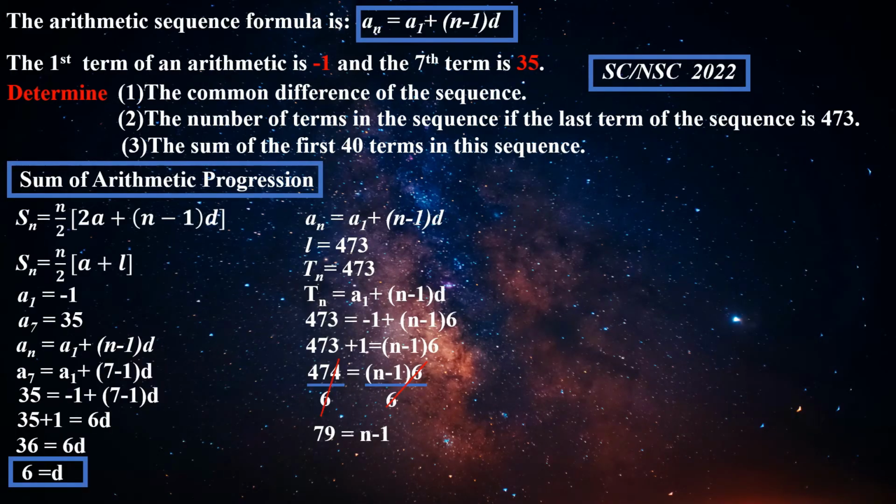474 divided by 6 is going to give us 79, and right there we're going to have n minus 1. So now we're just left with adding 1 on both sides, and we're going to get our n as 80, right? So this is the number of terms in the sequence, right? And the last question: the sum of the first 40 terms in this sequence, right?